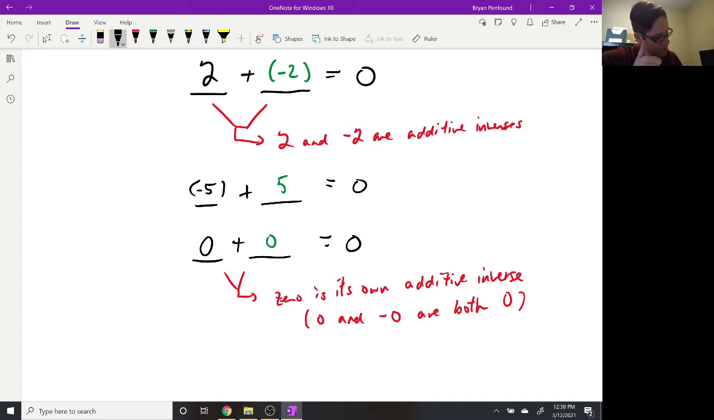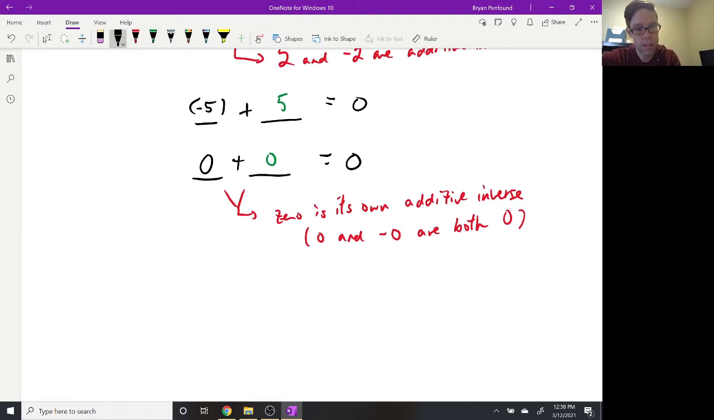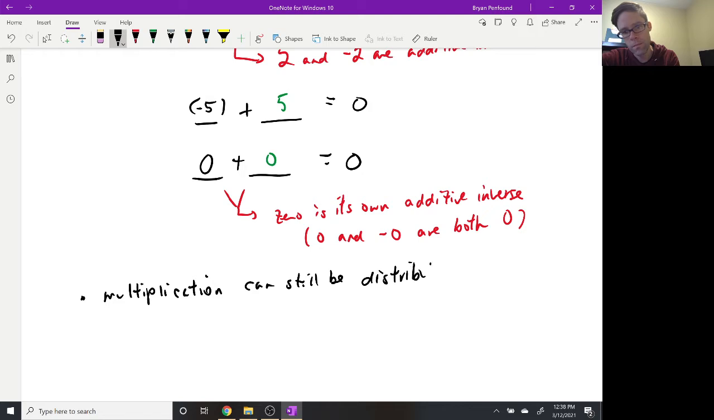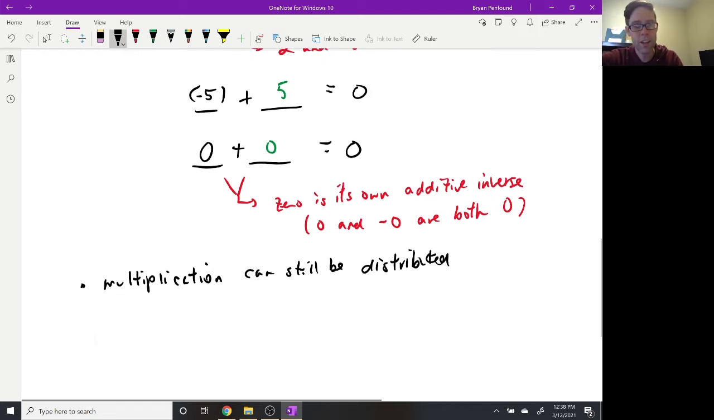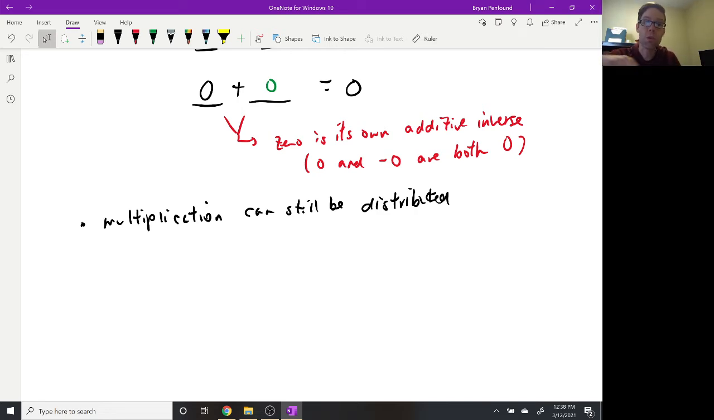Okay, so we talked about closure, we talked about associativity, commutativity, talked about inverses, talked about the multiplication identity. We're doing pretty good. So just the distribution of multiplication over addition and subtraction is still true. So multiplication can still be distributed through a set of brackets over addition or subtraction.